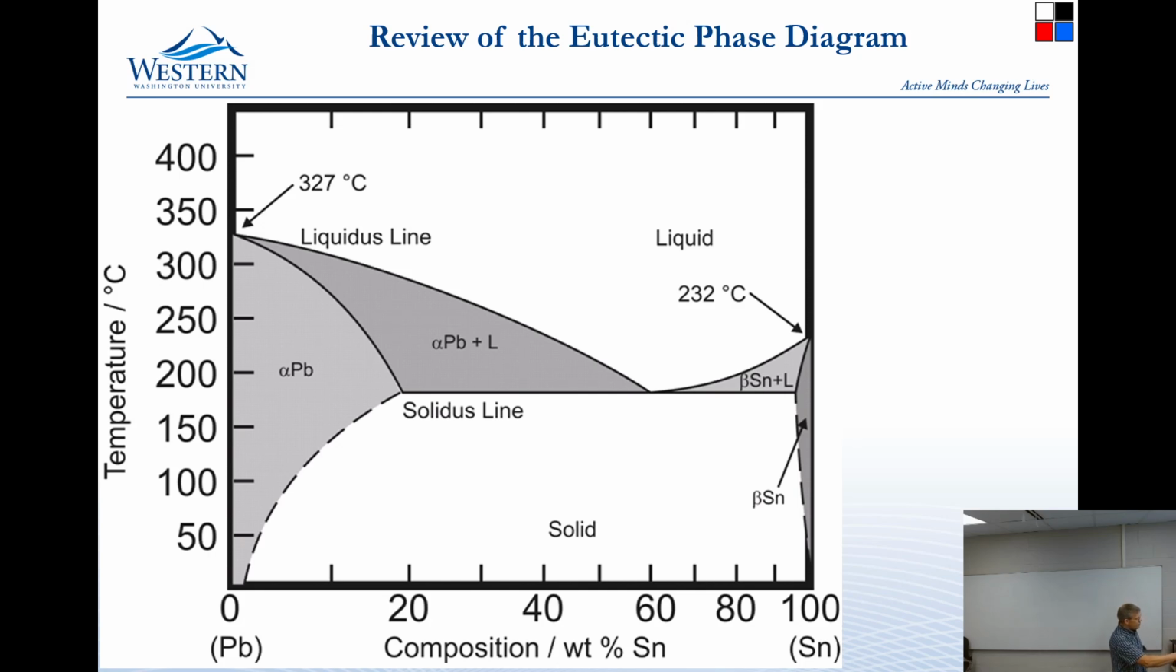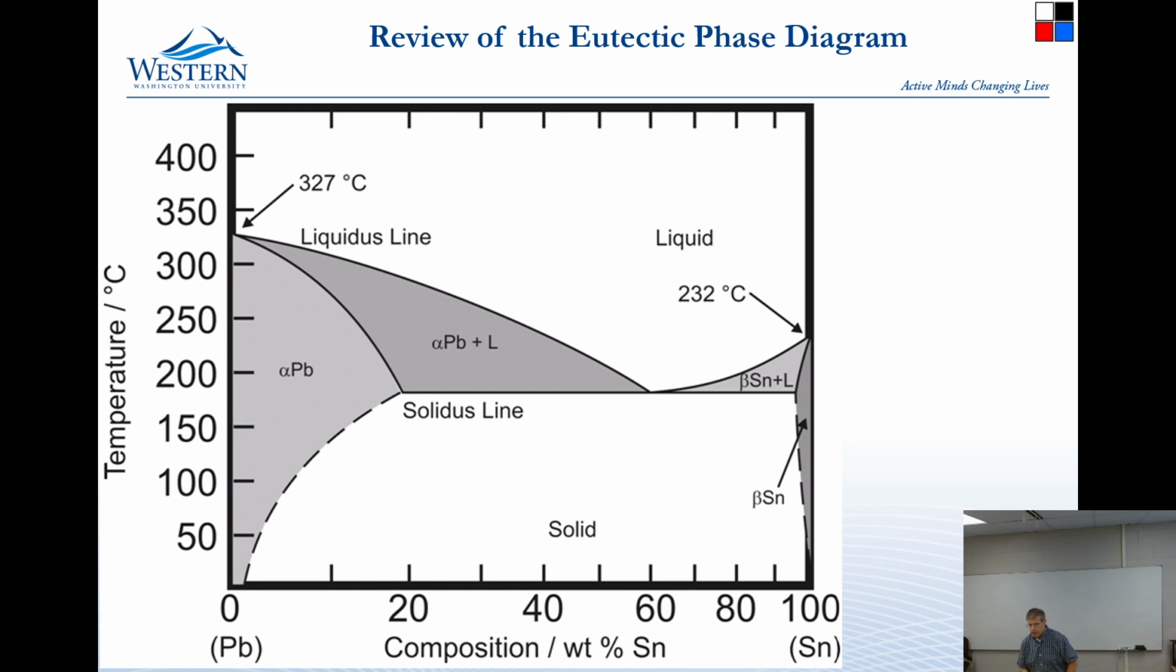Up here in this section, this is solid alpha lead bits that are floating around in liquid. Over here, beta tin is kind of the same thing. It is mostly tin with little bits of lead. They are in solution in this little tiny region right here. And if you heat it up more, you get into this beta tin plus liquid. If you cool it down, you get into this area down here that is just solid material. Any questions about that?